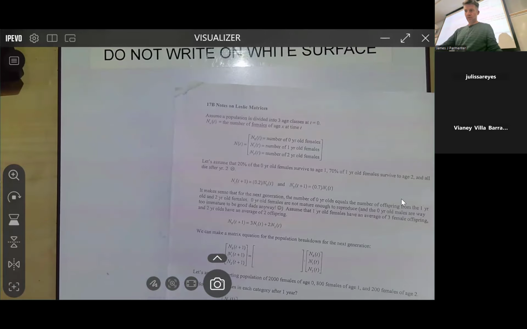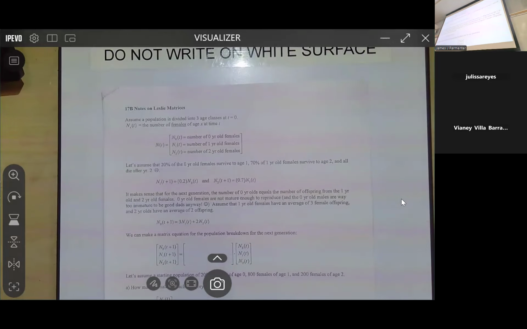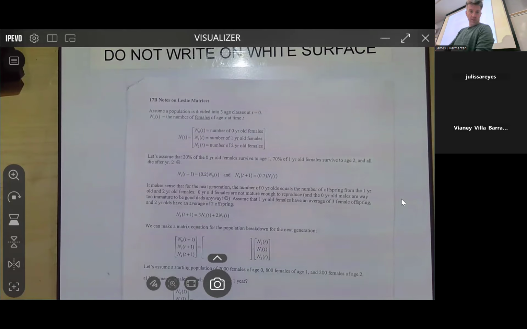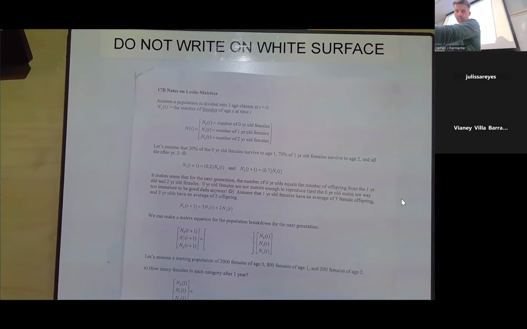So notes on Leslie matrices. Let's zoom back out a bit. Okay, we're good here, we're good there. I'm trying to keep this in frame.